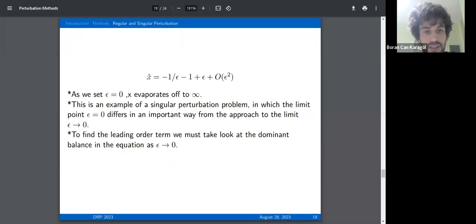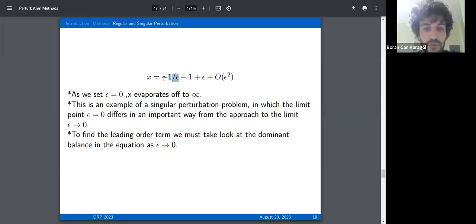As we said, this is the exact solution. As we set epsilon equals 0, we see that a solution evaporates off to infinity. So setting epsilon equals 0 is not going to work. This is an example of a singular perturbation problem in which the limit point epsilon equals 0 differs in an important way from the approach to the limit as epsilon goes to 0.